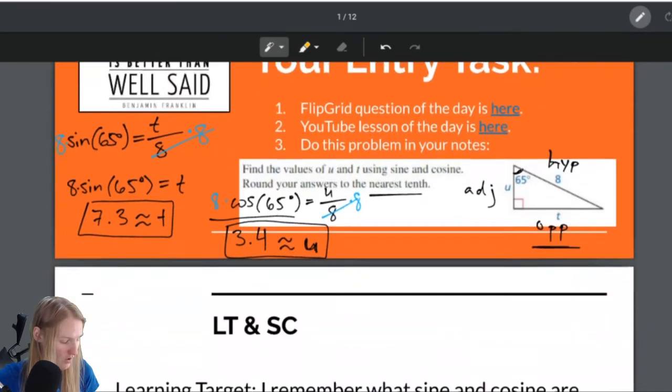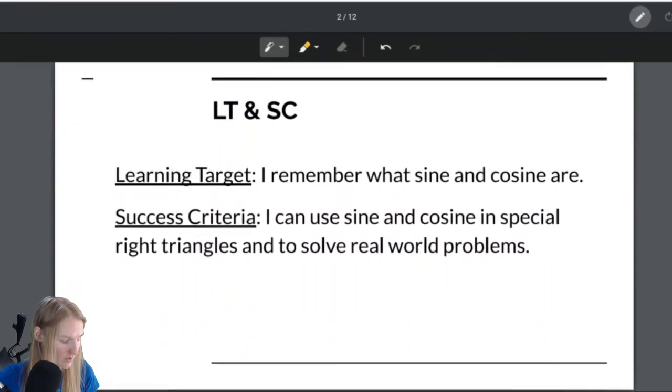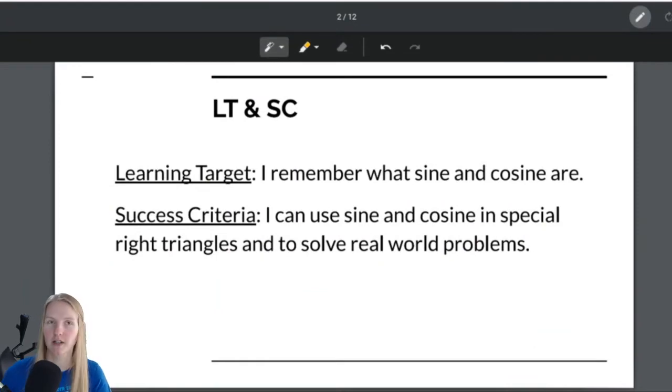Let's move on to what we have for today. Our learning target is, I remember what sine and cosine are. Today we're still using sine and cosine. The success criteria is that you can use sine and cosine in special right triangles and to solve real-world problems. So remember your special right triangles, that'll help today. We're also going to do some real-world application word problems today.